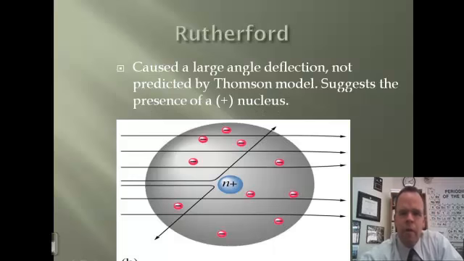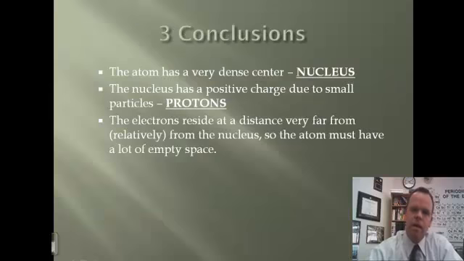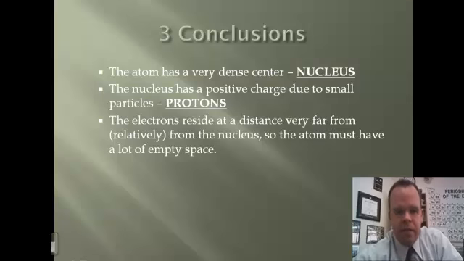So we needed a new model of the atom, something that explained these results. Rutherford expected all the particles to just travel straight through, but occasionally we would see these particles deflect at large angles. This suggested the presence of a very massive, positively charged area in the atom. So we come up with 3 conclusions out of this experiment. The atom has a very dense center, which we call the nucleus. The nucleus has a positive charge due to the small positively charged particles known as the protons. And the electrons reside at a distance very far from the nucleus in relative terms.